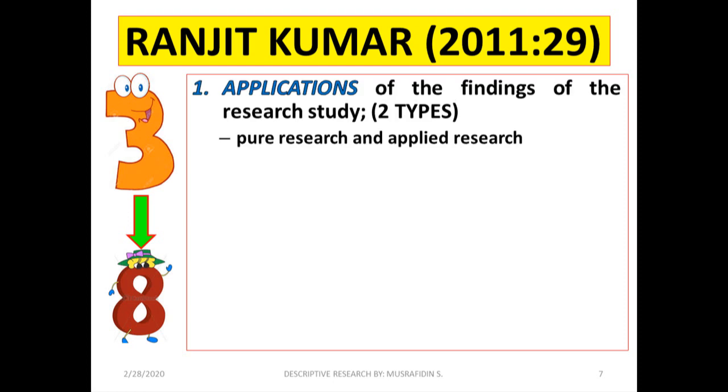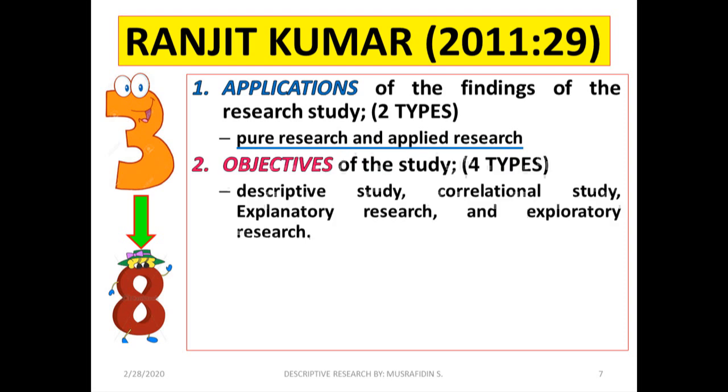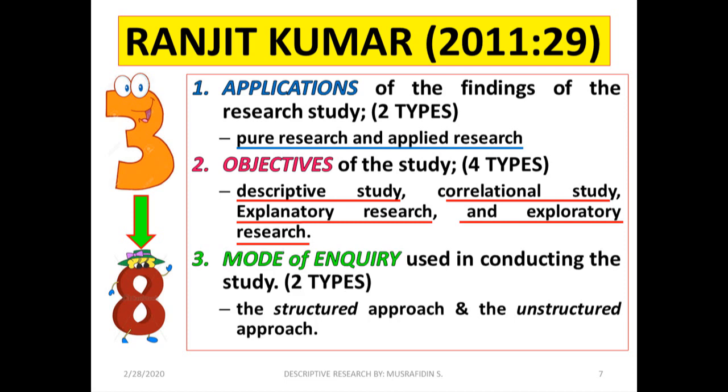Number one, based on the perspective of applications of the findings of the research study, the type of research is divided into two: pure research and applied research. Based on the perspective of the objectives of the study, the type of research is divided into four types: descriptive study, correlational study, explanatory research, and exploratory research. And number three, based on the perspective of mode of inquiry used in conducting the study, the type of research is divided into two classifications: the structured approach and the unstructured approach.